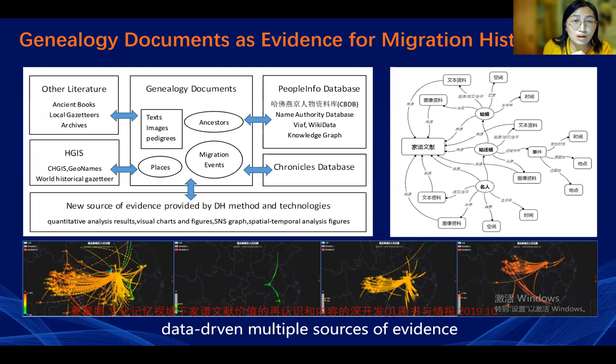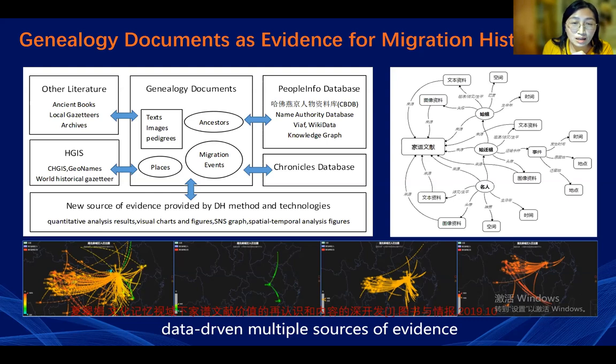Here is an example about how to use entities from genealogy documents as evidence for migration history study. As we know, genealogy documents are a kind of typical folk literature, which is considered to be not reliable. But the researchers of migration history also take the genealogy documents as a very important source of evidence, if there are multiple sources of evidence for cross-reference. In Shanghai Library's data infrastructure, all kinds of digital resources and entities are interconnected. So it's easy to put the multiple sources of evidence together for cross-reference.